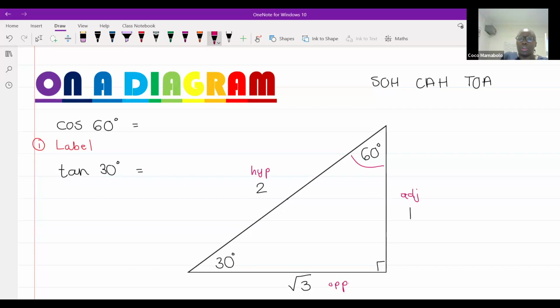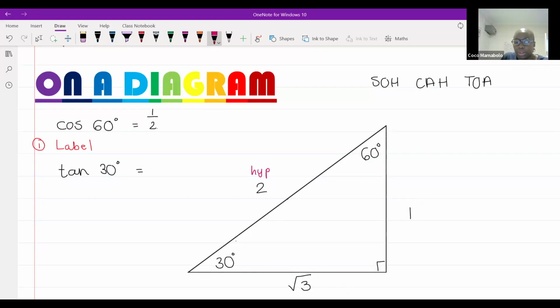Absolutely. So if I want to find cos of 60, I know cos is CAH, that is adjacent over hypotenuse. My adjacent is 1 over the hypotenuse, which is 2. There we go. Cos of 60 is equal to 1 over 2. Now tan of 30 degrees is going to be completely different because my reference angle is no longer 60. It is 30 degrees.